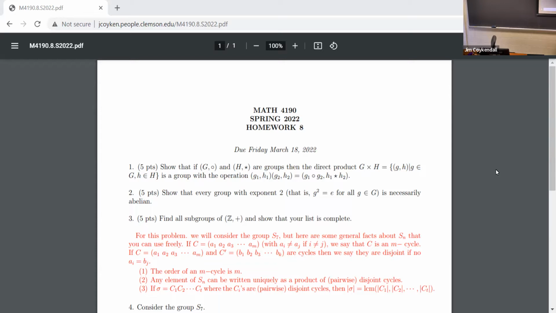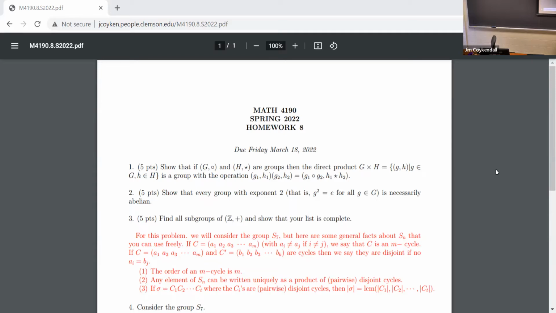Show that if (G, ∘) and (H, ⋆) are groups, then the direct product, that is the set of all ordered pairs with first coordinate from G and second from H, is a group. I define the operation by using circle in the first coordinate and star in the second coordinate. Just show that it's a group using the fact that both G and H are groups. That was one of the things I promised you last time.